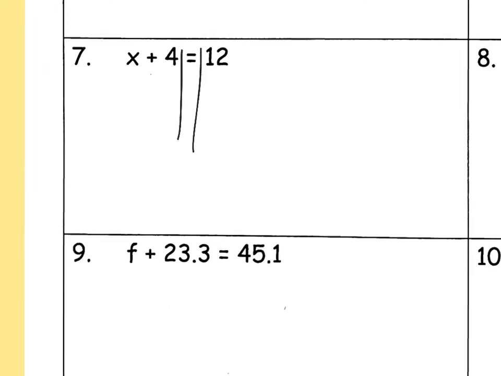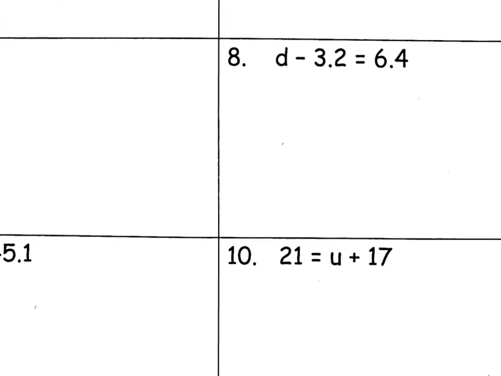Draw your railroad tracks. We are going to minus 4 from both sides of this equation. We're left with x here, minus 4. So we are left with 8. X equals 8. Is 8 plus 4 12? It is, so we did it correctly. Your turn. Let's do number 8.